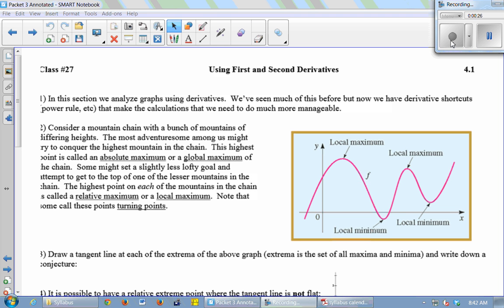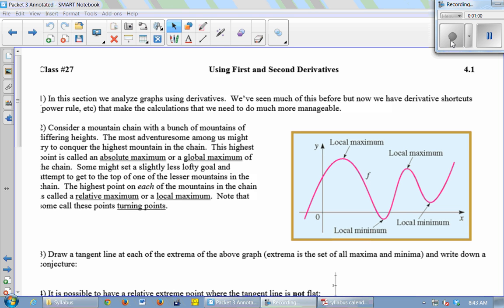So consider a mountain chain with a bunch of mountains, differing heights. The most adventurous among us might try to conquer the highest mountain in the chain. And this highest point is called the absolute maximum, or the global maximum of the chain. And some might set a slightly less lofty goal and attempt to get to the top of one of the lesser peaks. Those highest points are called relative maximums, or local maximums.